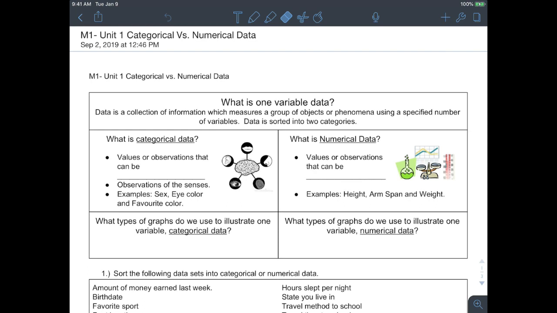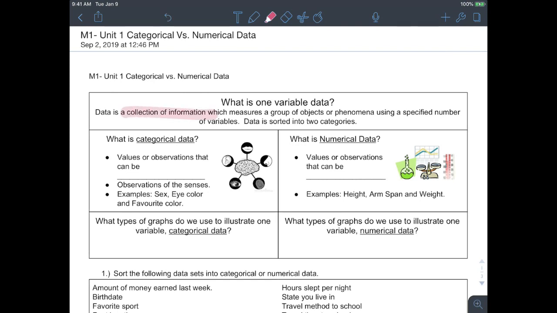Guys, we're going to look at our first video on categorical and numerical data. So what we first need to know is what is data, and data is a collection of information which measures a group of objects. Basically, one variable data means that we're measuring or we're counting one thing. So it's important to remember that it's a collection of information, okay?